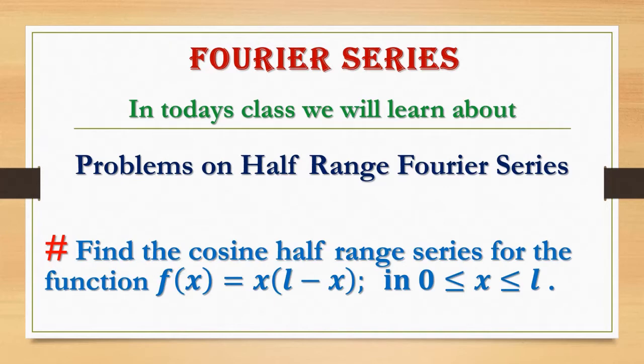Today's class we will learn about problems on half-range Fourier series. The problem is: find the cosine half-range series for the function f(x) = x(L − x) in the range 0 ≤ x ≤ L. The solution of this problem we'll see now.